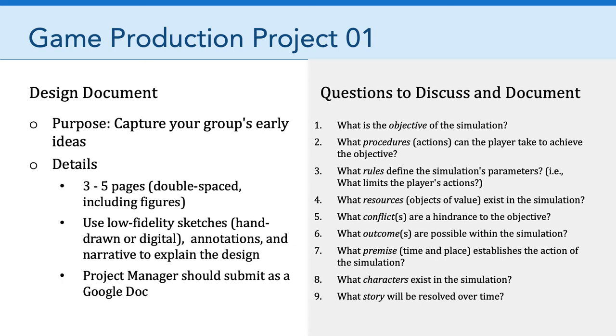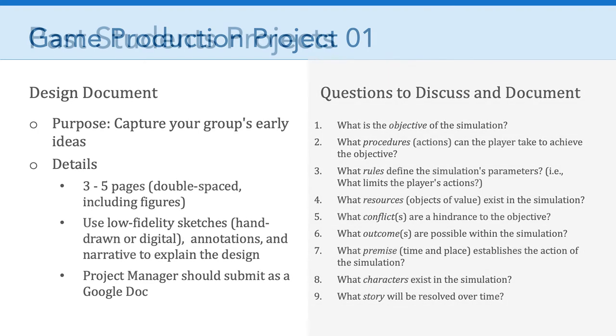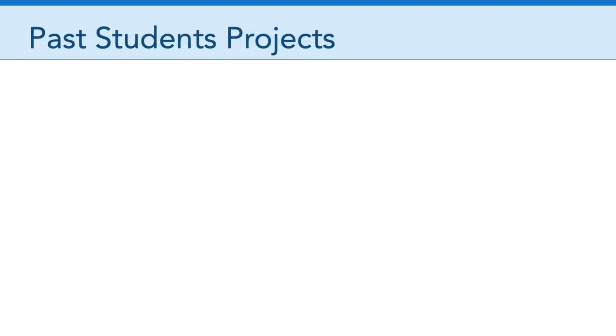Now, importantly, in your design document, you need to address a number of questions, and I have those questions listed here. But these are the questions you should discuss as a group and then ultimately document. So for example, what is the objective of the simulation? What procedures or actions can the player take to achieve the objective? What are the rules? What are the resources? What's the conflict? So on and so forth. You should recognize these as being related to the formal and dramatic elements of games that we learned about earlier in the semester. All right, let's take a look at a few past students' projects.